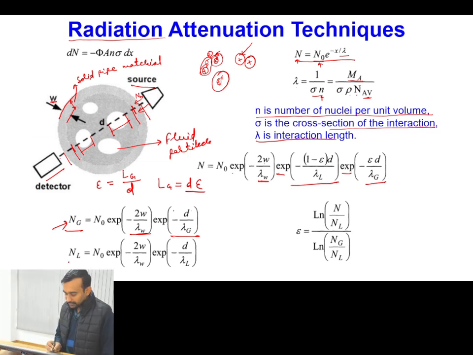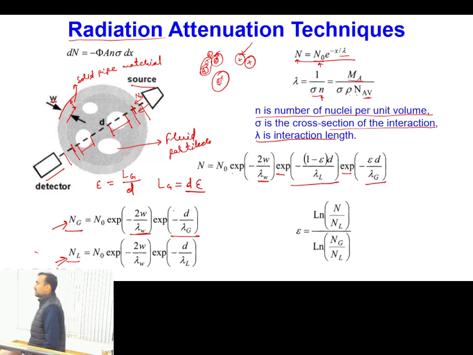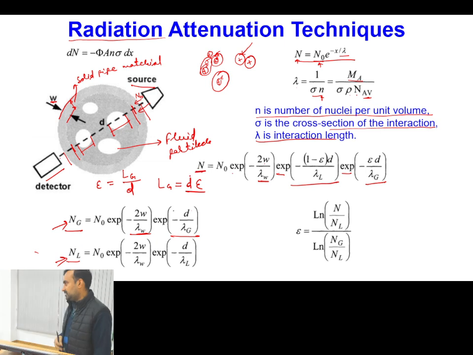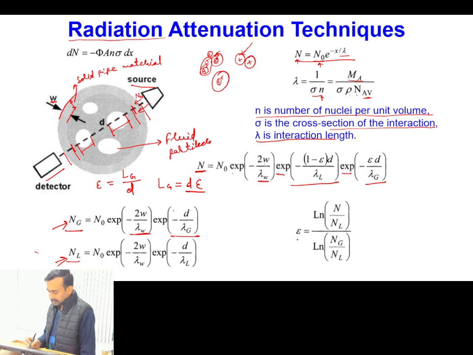So this will be the value of the signal if I take the pure gaseous phase. And similarly, if I take the pure liquid phase, this will be the strength of the signal. Now I can take the ratio of these two with the arbitrary signal n, and if I do so, I get the relation that epsilon is equal to ln of n divided by nl, where n is the arbitrary signal corresponding to void fraction epsilon, divided by ln of ng by nl. All are clear with this point?